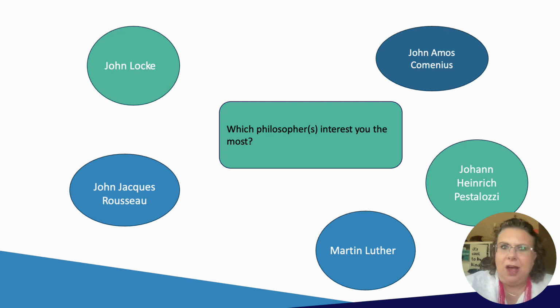But the concept that maybe it might be good to have some structure for the children, and that, are they a tabula rasa? Are they a blank slate? Or do they come equipped with their own basic innate knowledge? These are things that these philosophers were looking at. And the importance of education.